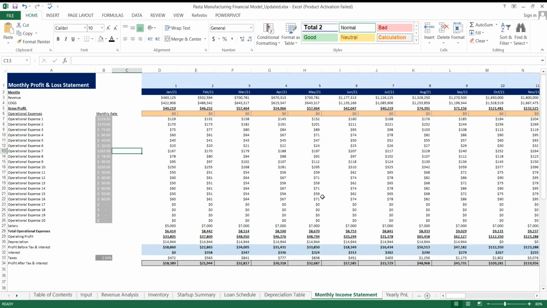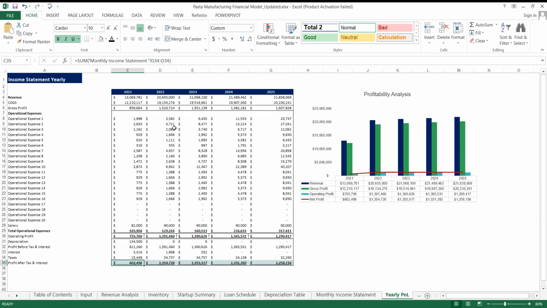This model consists of a monthly income statement as well as a yearly income statement. We start off by calculating gross profit and then move on to calculating operating profit, profit before depreciation and taxes, and finally the net profit. The profit in this case is positive for all 5 years.